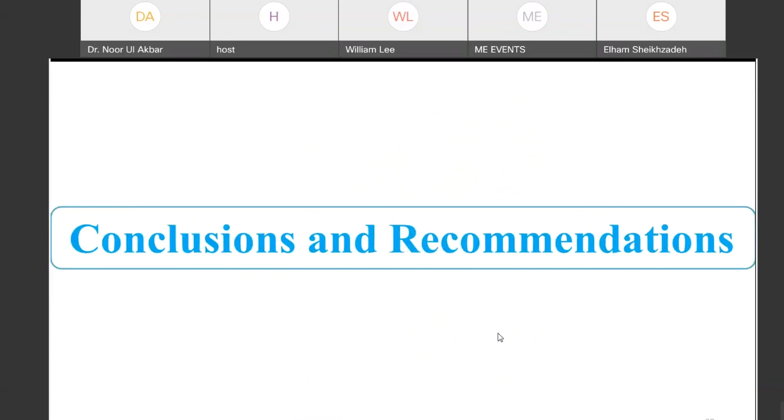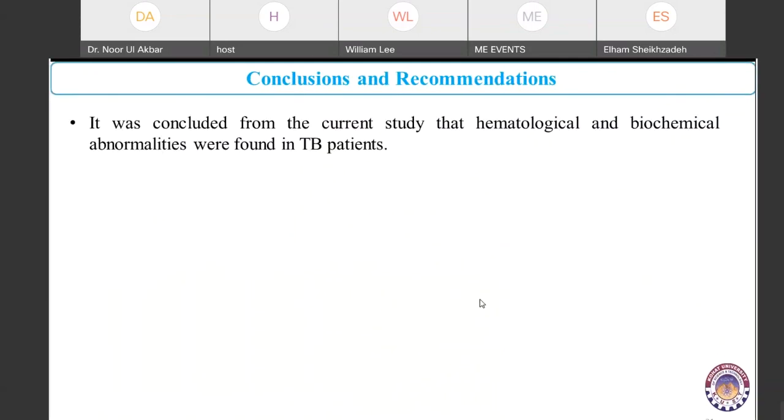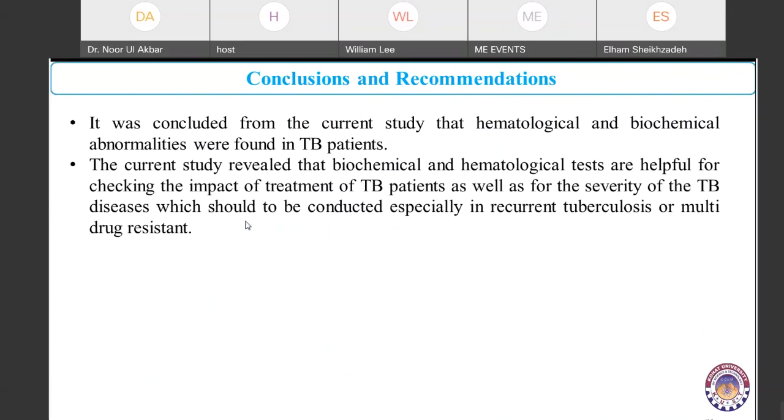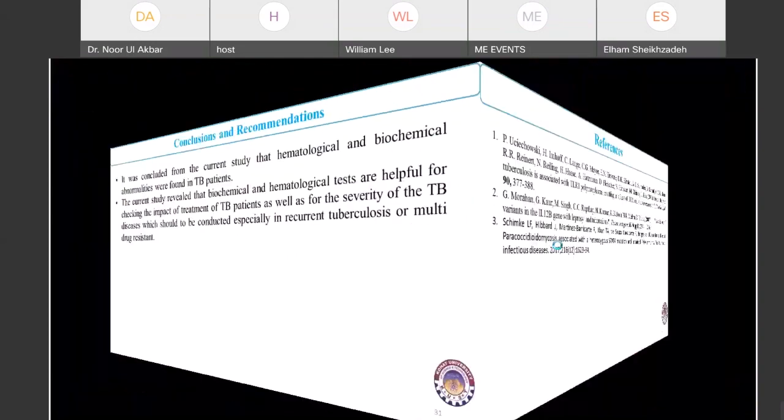Conclusion and recommendations. These are our findings. It was concluded from the current study that hematological and biochemical abnormalities were found in TB patients. The current study revealed that biochemical and hematological tests are helpful for checking the impact of treatment of TB patients as well as the severity of the TB disease, and should be conducted especially in recurrent tuberculosis or multi-drug resistant cases. These are the references.